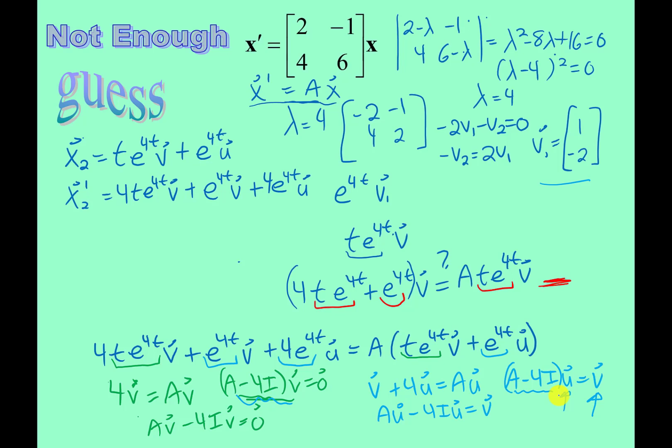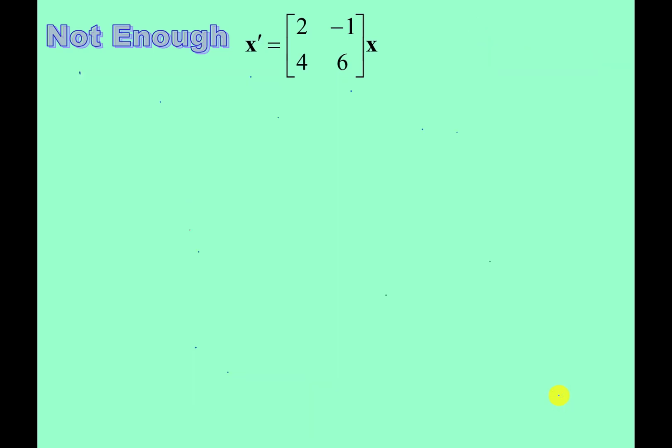So what we found, and let's go ahead and do it then. I'm going to do it on the next slide. Let's put the information in that we have, and then we will be able to find the u. Okay, we knew that the eigenvalue was 4. The eigenvector we already found, and it was 1, -2. Now what we're interested in doing is finding this u so that we can build the solution.